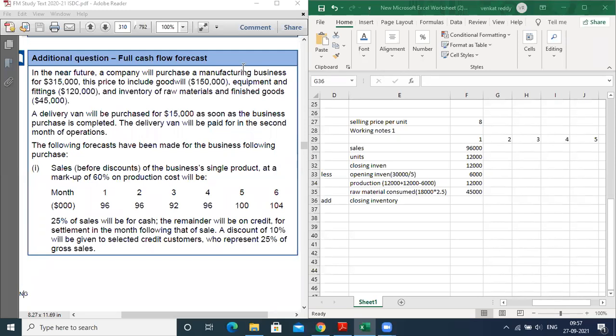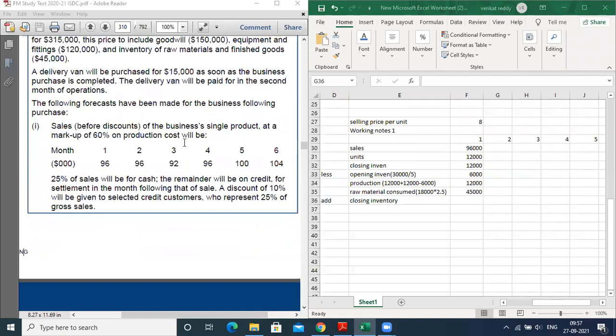A delivery van will be purchased at $15,000 as soon as the business purchase is completed, and the delivery van will be paid for in the second month of operation. So there is no cash outflow in the first month because the amount of 15,000 will be paid in the second month. Then they gave the forecasted figures.